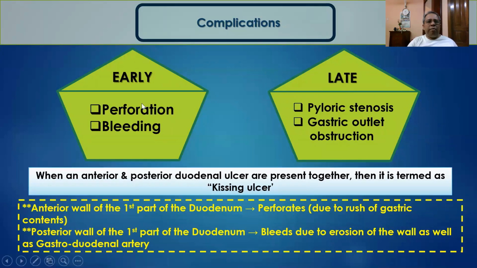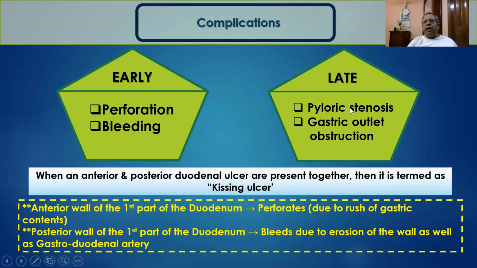Perforation is an early complication, and bleeding also occurs early. Particularly a posterior ulcer of the duodenum presents with bleeding, not perforation. The late complication is pyloric stenosis: scarring causes obstruction, with gradual narrowing of the lumen causing gradual distension of the stomach and vomiting. So the patient presents with pyloric stenosis or gastric outlet obstruction. These two are the same. Pyloric stenosis is a wrong nomenclature because there is no stenosis in the pylorus; the stenosis is in the first part of the duodenum.